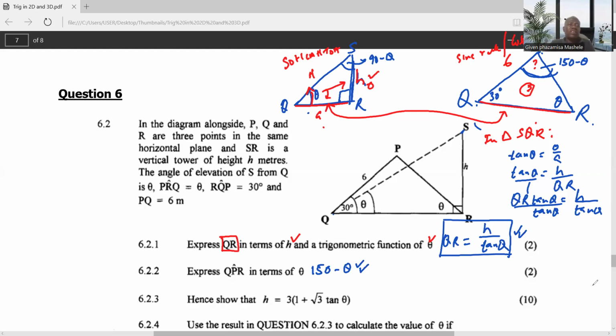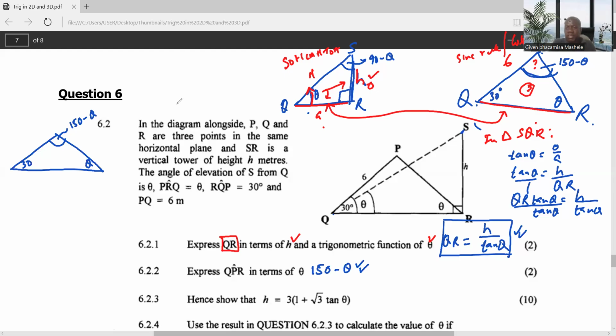Let's try using the sine rule. If it fails, then we move on to the cosine rule. In which triangle? In the second triangle. Because in the second triangle, I want you to consider something. Here its angle is 30. Here it's theta. What is this angle, by the way? 150 minus theta.